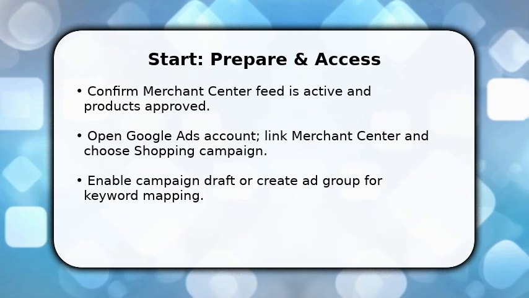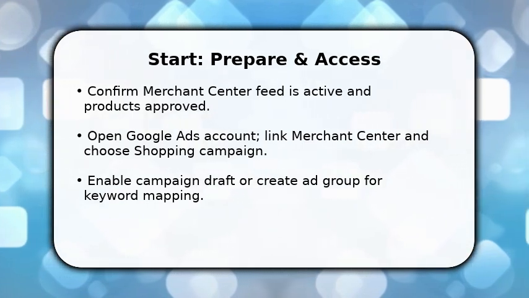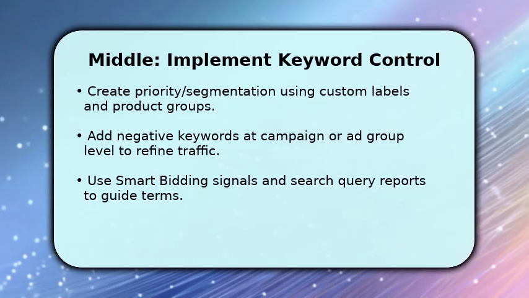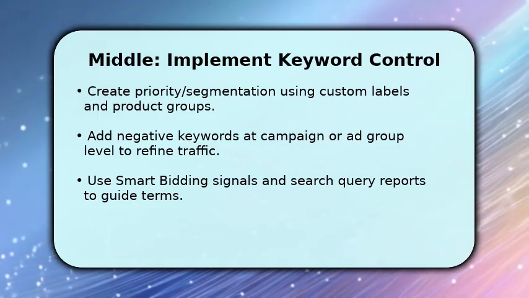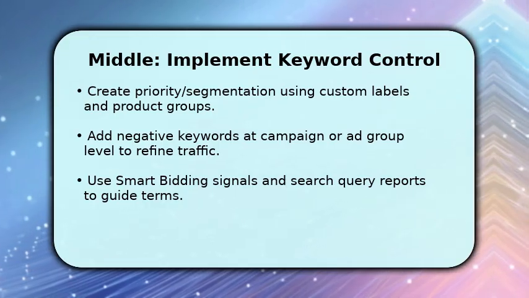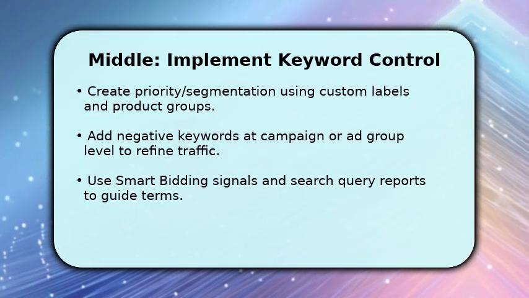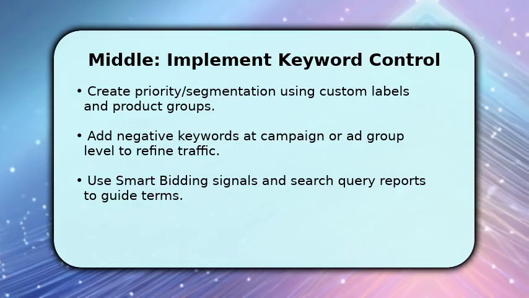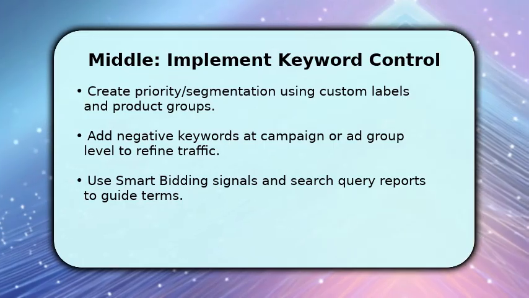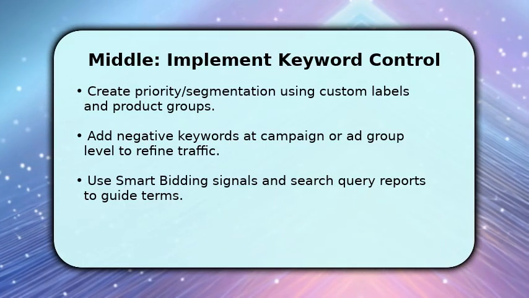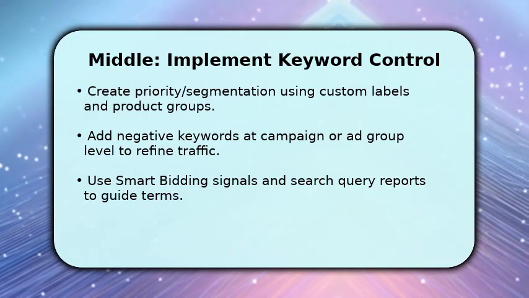Now you shape which queries trigger your shopping ads by segmenting products into product groups with custom labels and by assigning priorities. This lets you bid differently per set. Then, add negative keywords at the campaign or ad group level to remove irrelevant searches. You should also run search query reports and apply high-intent terms as negatives or adjustments. Finally, combine these with smart bidding signals so bids reflect conversion likelihood.